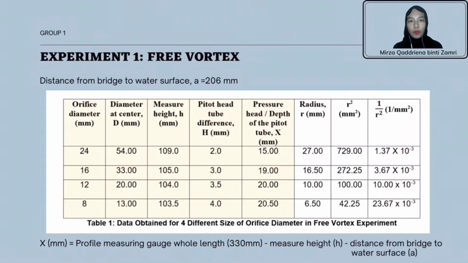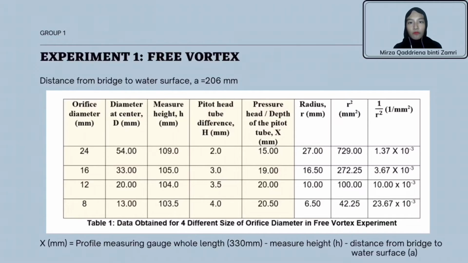The experiment managed to finish because the objective of this experiment was to investigate the physical phenomena associated with the free and forced vortex, and then to determine the relationship between the velocity and angular velocity for free vortex and forced vortex respectively with the vortex surface profile. The first experiment dealt with the free vortex.